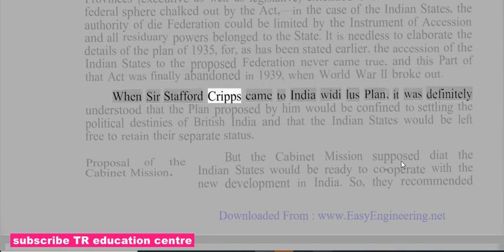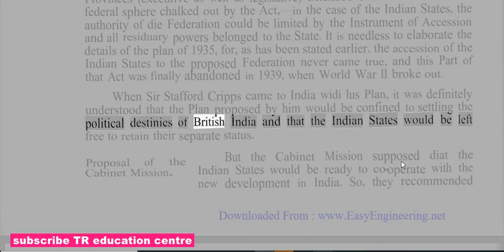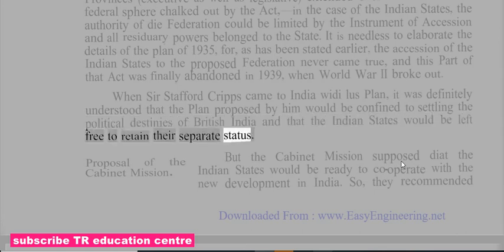When Cripps came to India with the plan, it was definitely understood that the plan proposed by him would be confined to settling the political destinies of British India, and that the Indian states would be left free to retain their separate status.